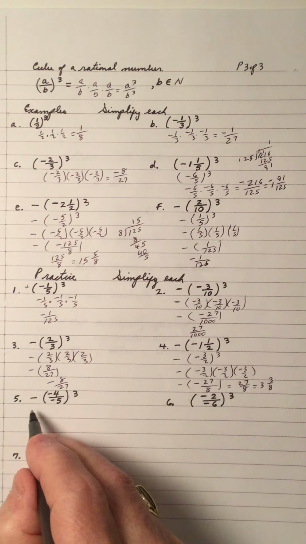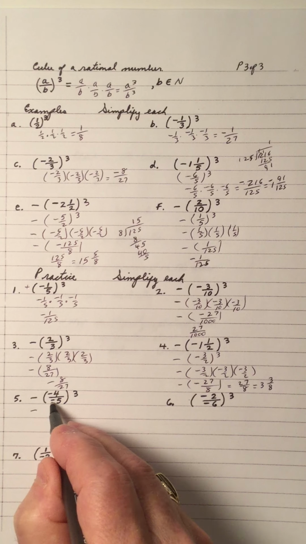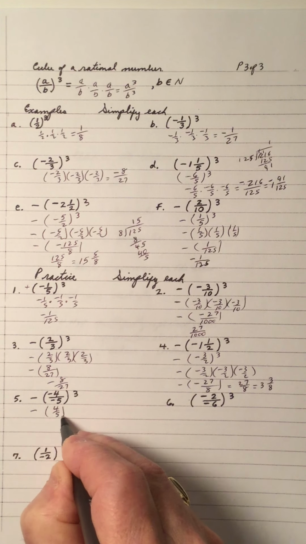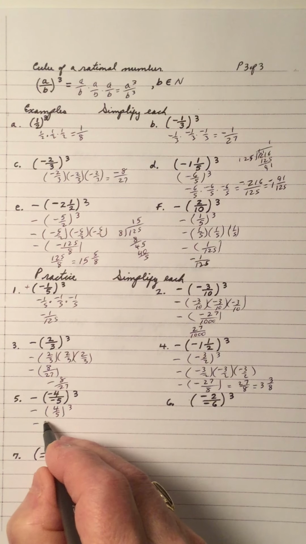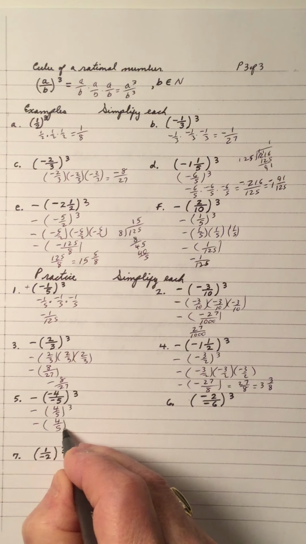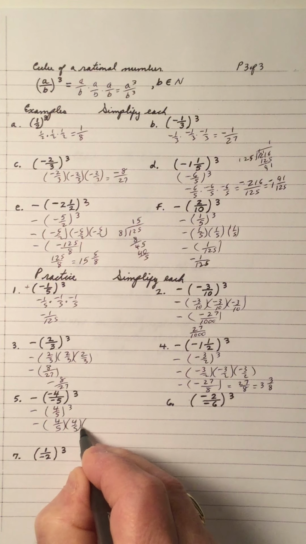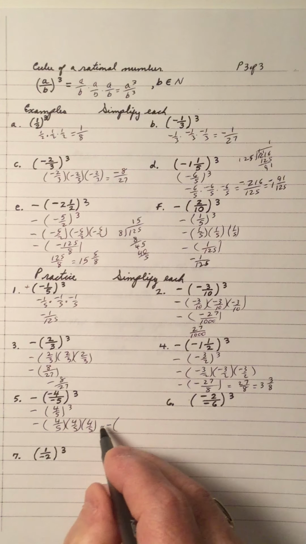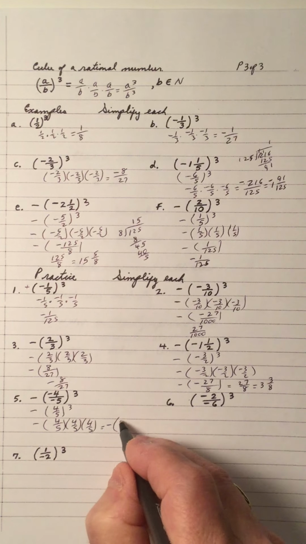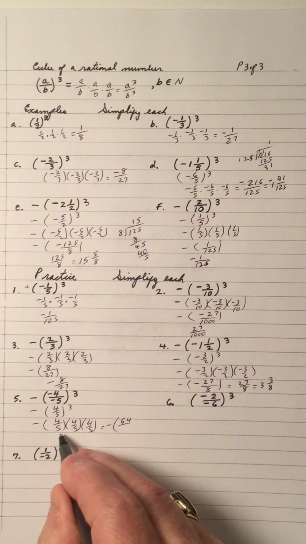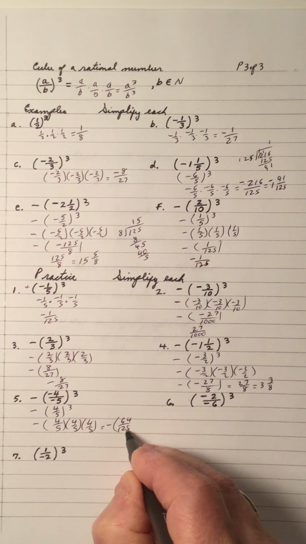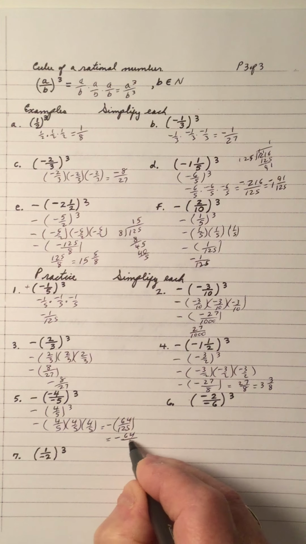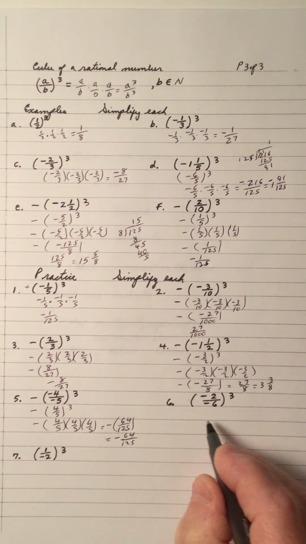Number 5. Notice I have a negative on the bottom, so I'm going to remove that negative. Negative divided by negative is a positive. Okay, now I'm going to cube it, so it's 4 over 5 times 4 over 5 times 4 over 5. And that becomes the negative of 4 times 4 is 16, times 4 is 64. 25 times 5 is 125. And so I have the negative of 64 over 125.